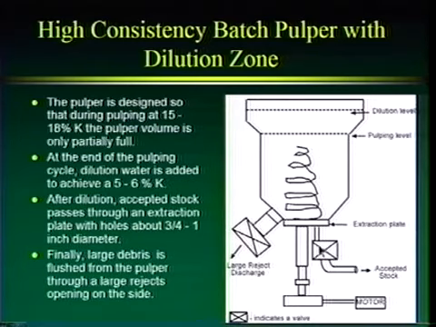And then it would go through a valve. So we're opening this valve at the end of the pulper, and here's our accepted stock. Now this extraction plate with the holes is going to block the large debris. That will remain in the bottom of the pulper.